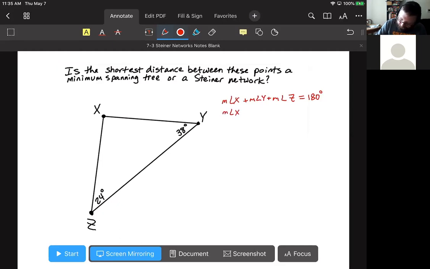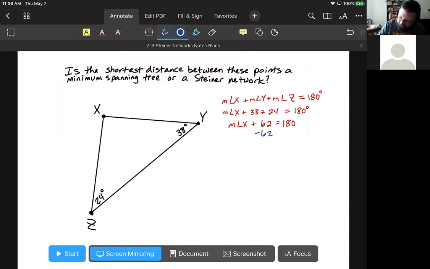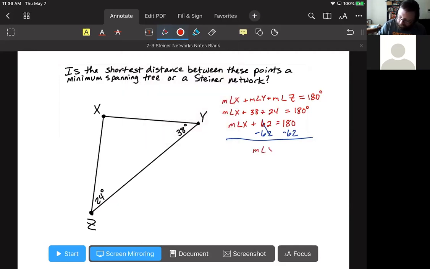Okay, so we plug in what we know. The measure of angle X plus 38 plus 24 equals 180 degrees. Add the 38 and the 24 together to get 62. Subtract 62 from each side. And we get the measure of angle X is 118 degrees.